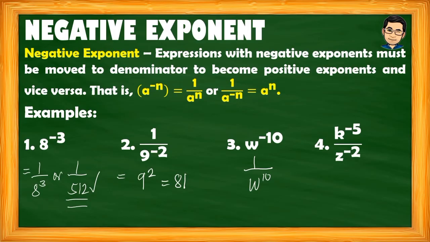Parehong may negative exponent ang numerator tsaka denominator, yung mga terms. So kapag ganyan, ang pinakamadaling paraan lang is pagpalitin natin yung pwesto. Ibig sabihin, yung K raised to the negative 5th power magiging denominator. And then Z raised to negative 2 magiging numerator. So ano ang final answer natin? Z squared over K to the 5th power. As you can see, positive na po yung mga exponents.